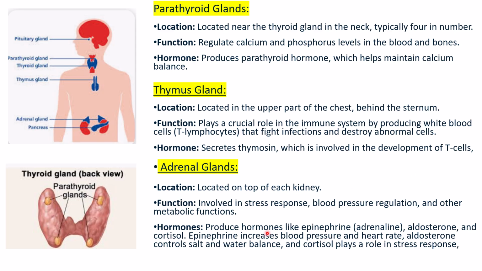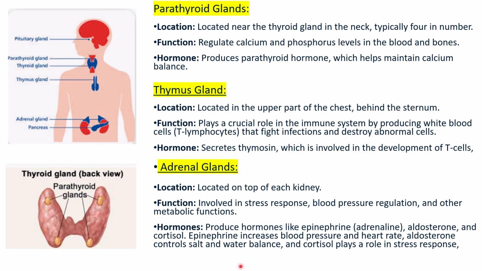And the adrenal gland is located at the top of each kidney. So there are two adrenal glands. The function involves the stress response, blood pressure regulation, and other metabolic functions. It produces hormones like epinephrine, aldosterone, and cortisol. Epinephrine increases the blood pressure and heart rate.